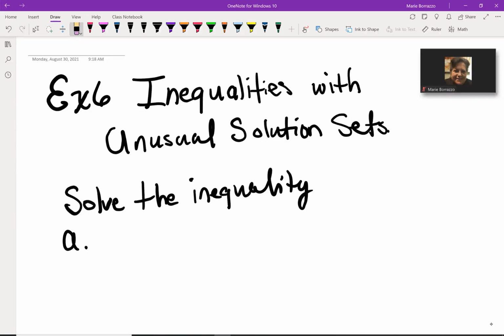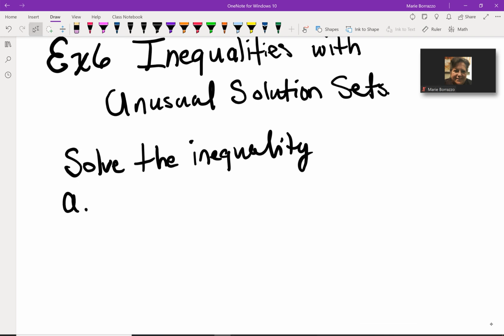Okay, as we begin the second part of the notes here, I'm going to start with example 6. And the key, pay attention, the key to example 6 is the inequality that has an unusual solution set. So there's two that we're going to cover. In the first one, they're giving us the inequality 2(x + 4) > 2x + 3.